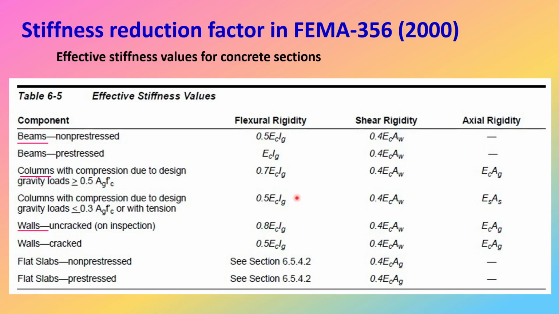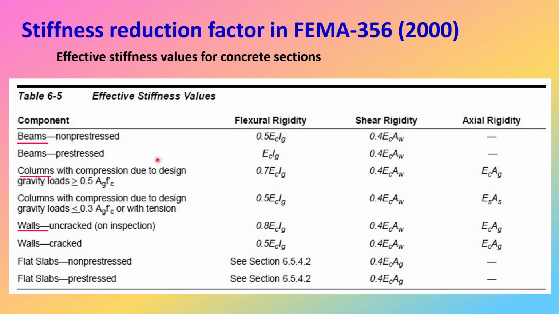First we have considered the stiffness reduction factor given in FEMA 356 in the year 2000. FEMA stands for Federal Emergency Management Agency. They produce documents for earthquakes, floods, and all other hazards and give a corresponding number. This way the document name goes. It is given for different components. For beams, non-pre-stressed, the flexural rigidity is 0.5 EcIg. Ec means the modulus of elasticity of the concrete, and Ig is the moment of inertia of the gross section.